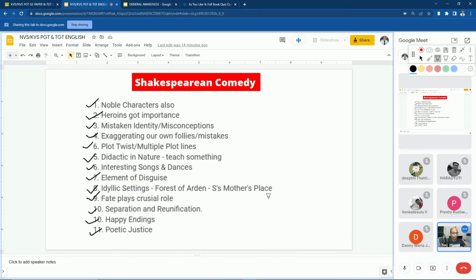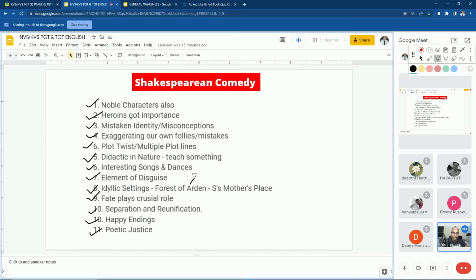And there are multiple plot lines or plot twists, and these comedies are didactic in nature. That means they try to teach something to the audience, and they have a lot of songs and dances and elements of disguise, like Rosalind in the disguise of Ganymede. And then idealistic settings: the important place where the evil characters turn into good characters is called the Forest of Arden.